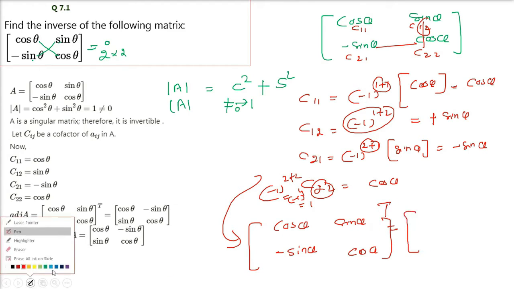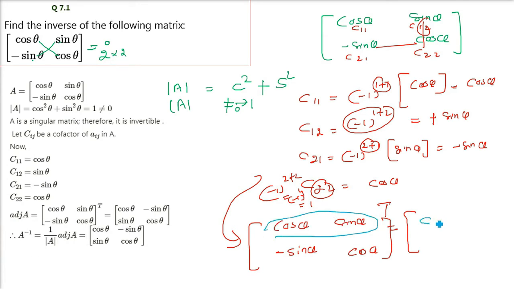Row to column, column to row, that is the transpose. So this cos theta, sin theta will become our column: cos theta here, sin theta here. Then this also we have to make as a column: minus sine theta and cos theta. So this is your adjoint A. This is the actual adjoint A.